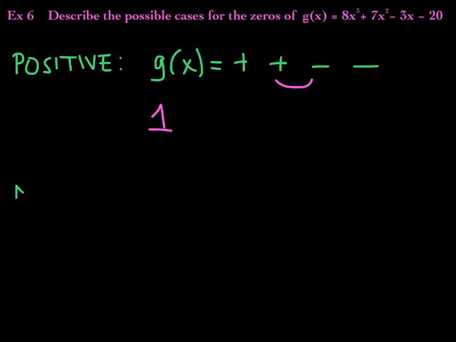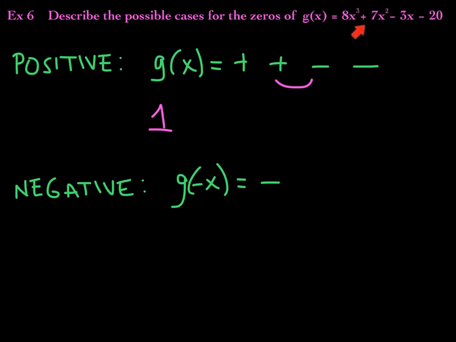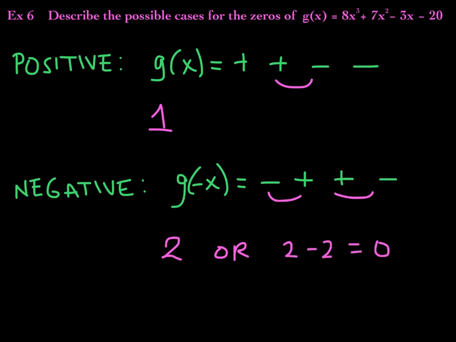That's helpful. Now, when we consider negative real zeros, we have to count the sign changes in g of negative x. When I substitute in negative x, here it turns this term negative. It causes this term to keep its original sign, so it's positive. It turns this term positive, and then the last term is constant at a negative. So counting the sign changes, I have 1, 2 sign changes, so then I'll either have 2 negative zeros or 2 minus 2, which is 0, right? So as far as negative zeros go, I either have 2 or I have none at all.